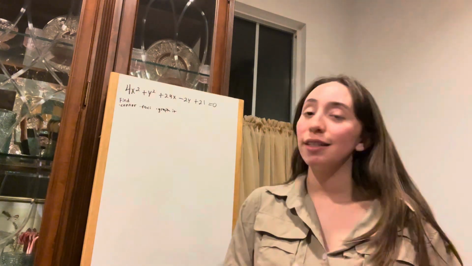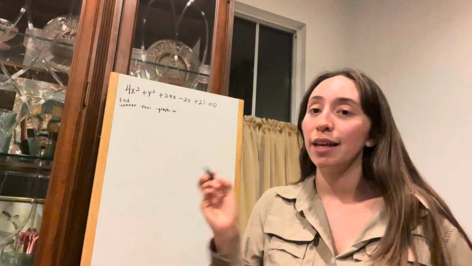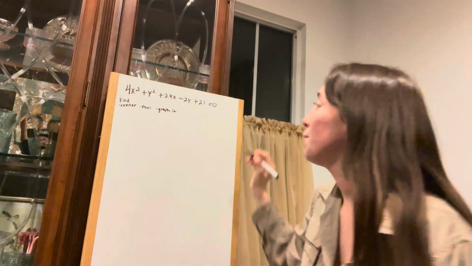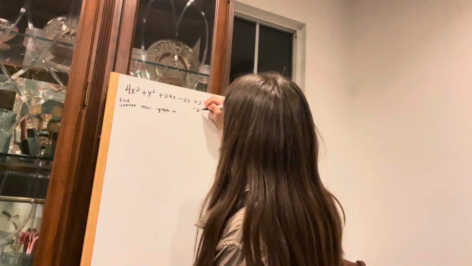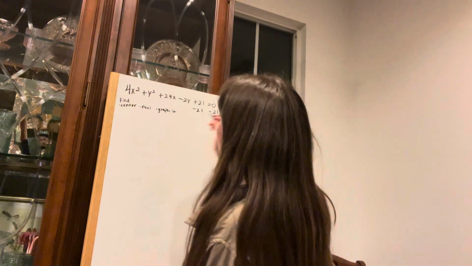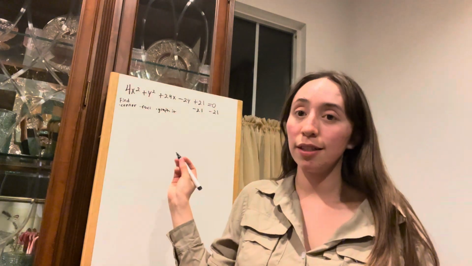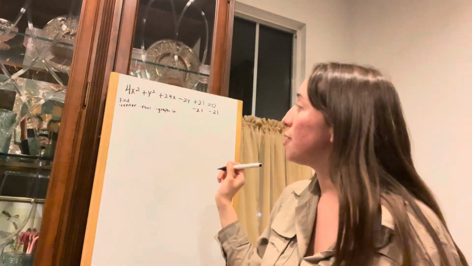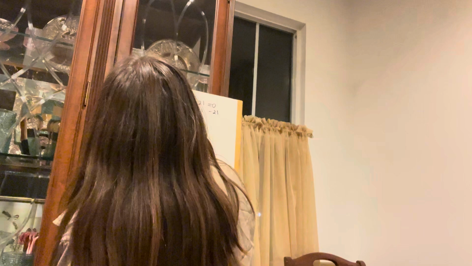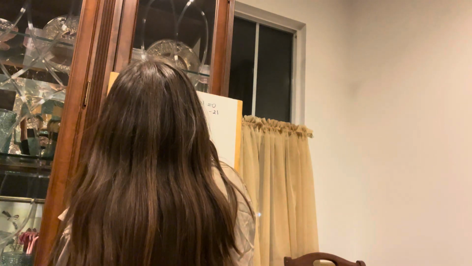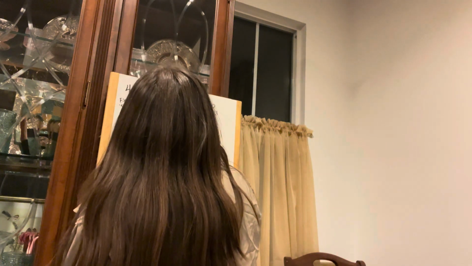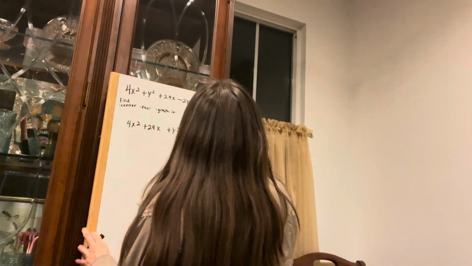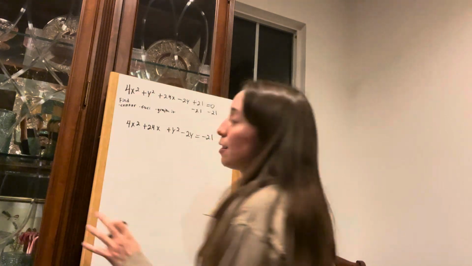So my first step right now is to make this 21 go on this side, so we're going to subtract that 21 over here. I'm also going to reorganize my equation and have the x's together and the y's together. So I'm going to have 4x squared plus 24x plus y squared minus 2y equals negative 21. That's our new equation.